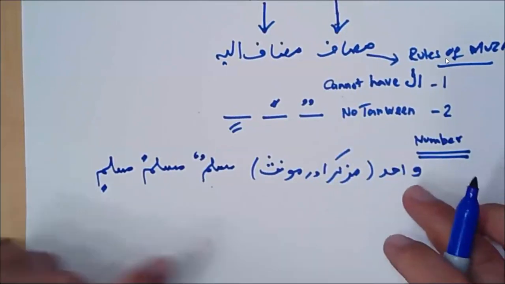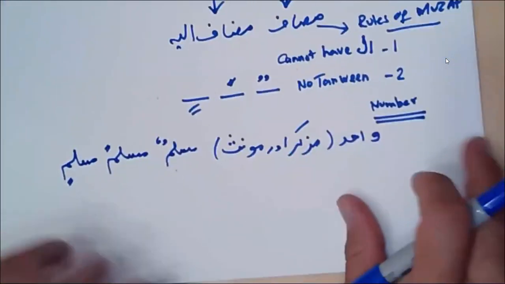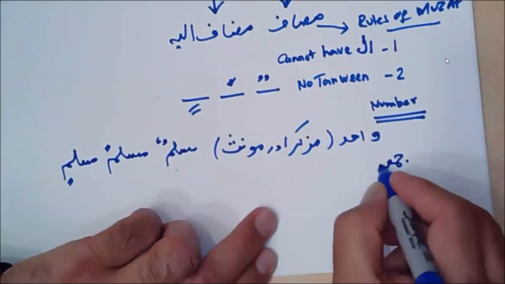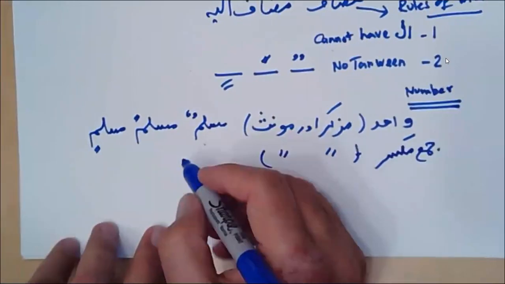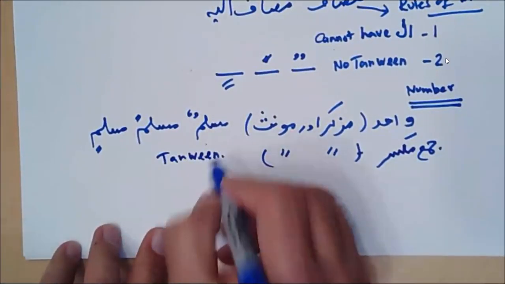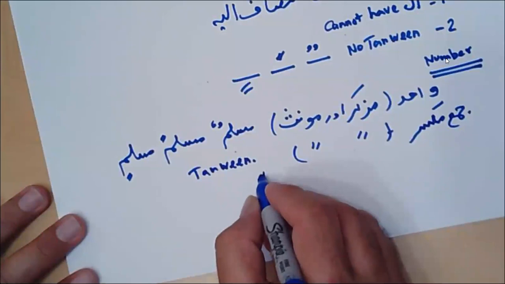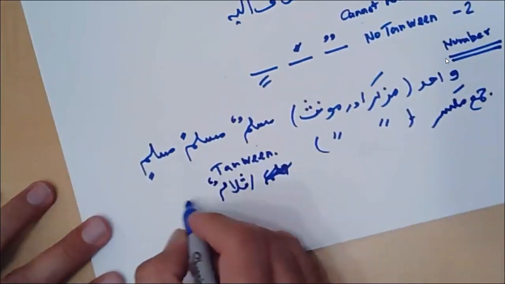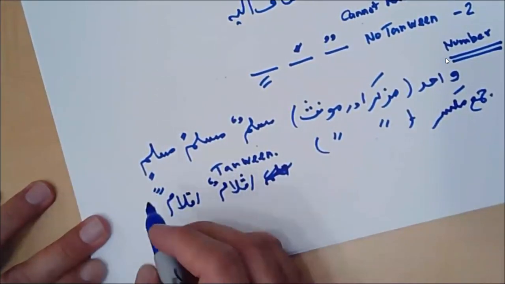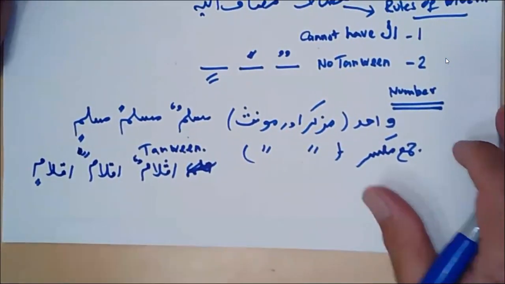Yes. So in wahid, we know that the tanween comes when the number is wahid. Similarly, when we have jama mukassar, doesn't matter muzakkar or muannas, we also have tanween. Agree? The example is aqlamun and aqla. I'm trying to juggle your memory that you should know this already, and alhamdulillah, we know that already.